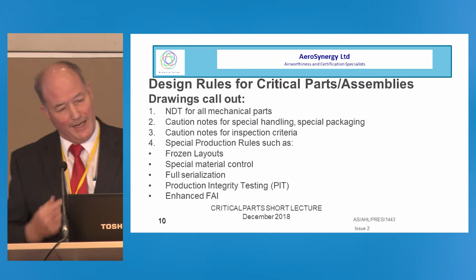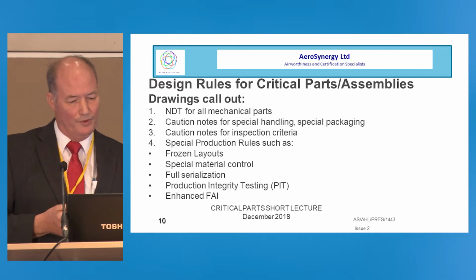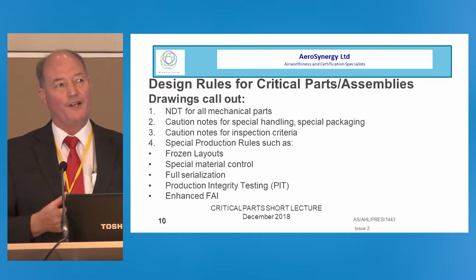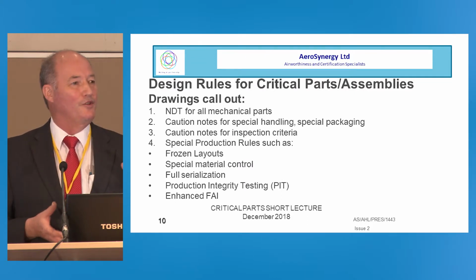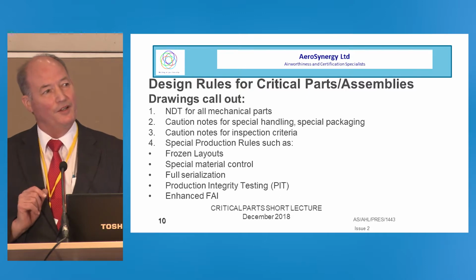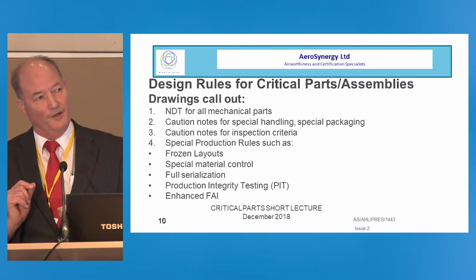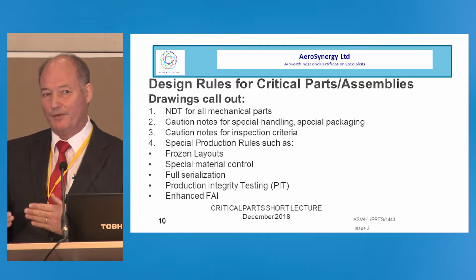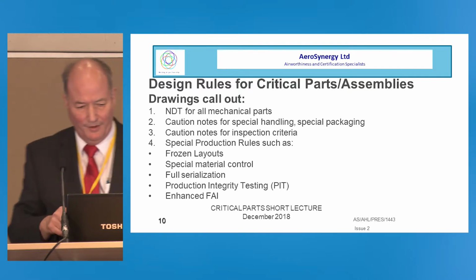And then you would spell out special production rules, things like what we call frozen layouts. This is where the manufacturing layout, the job card, has to be checked by design and approved by design, and then manufacturing can't change it. If anything changes in the process, it's got to go back through the loop again.